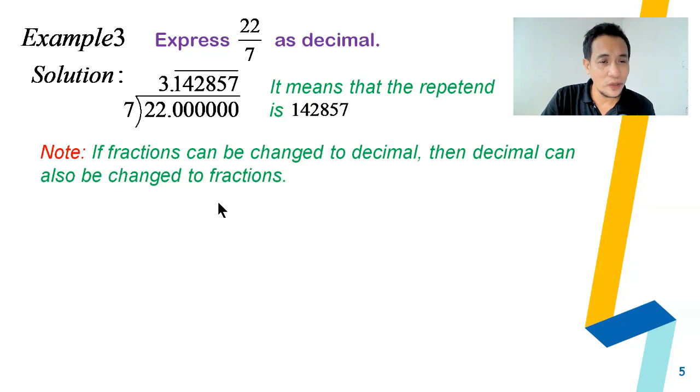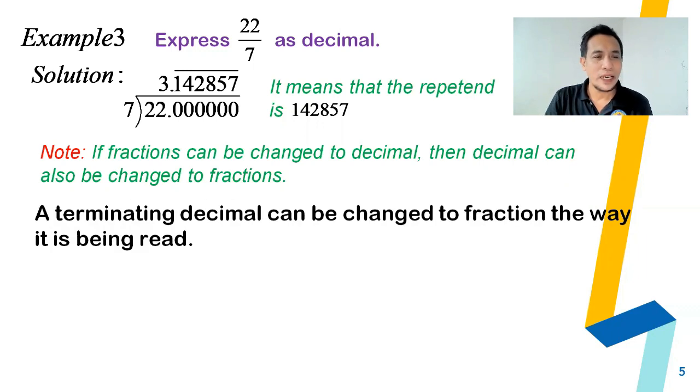Note, if fractions can be changed to decimals, then decimals can also be changed to fractions. We have an example. But before that, a terminating decimal can be changed to a fraction the way it is being read. So all terminating decimals can be changed to fractions.